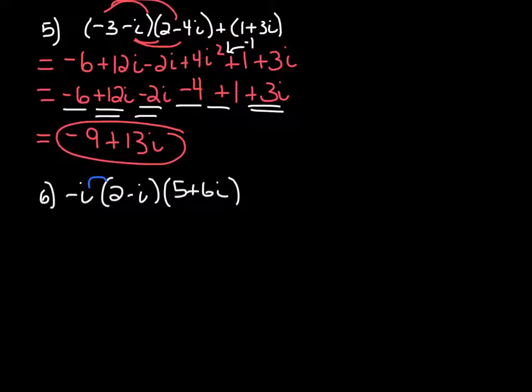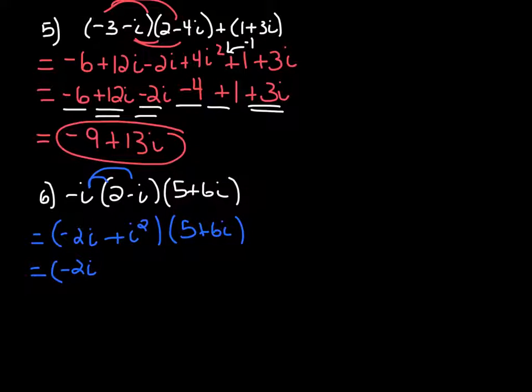So negative i times 2 would be negative 2i, and then negative i times negative i would be positive i squared. Now before I double distribute, I like to just get rid of my exponents if I can. So since we know that i squared is equal to negative 1, I'm just going to replace this i squared here with a negative 1. So now we have negative 2i minus 1. And I know this isn't written in a plus bi form, but that's okay because we're going to write our final answer in a plus bi form. All right, so let me bring down the 5 plus 6i.